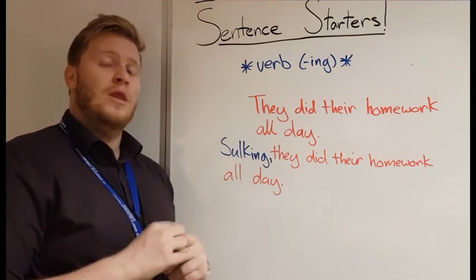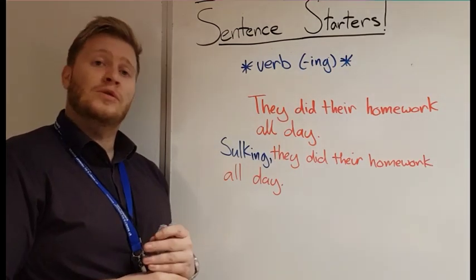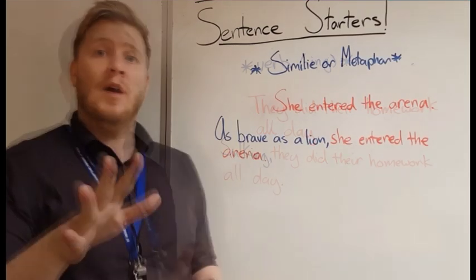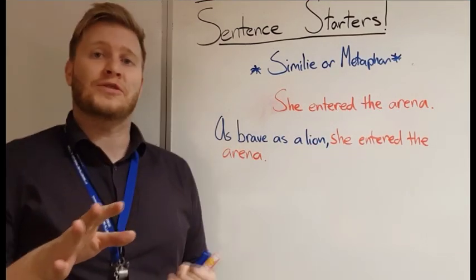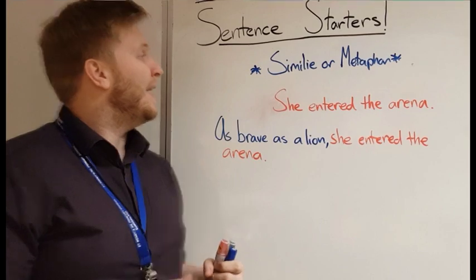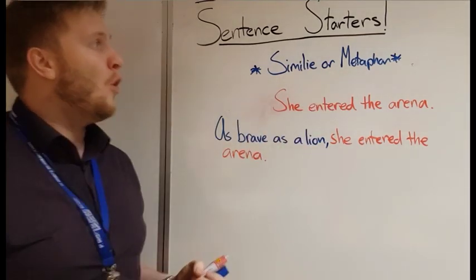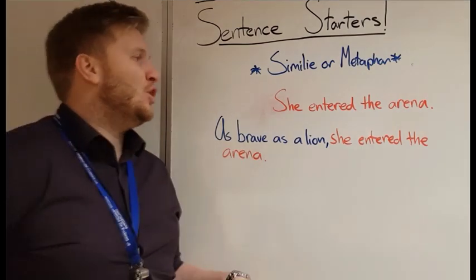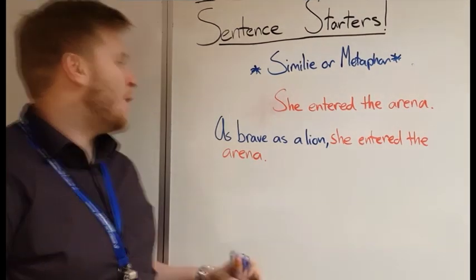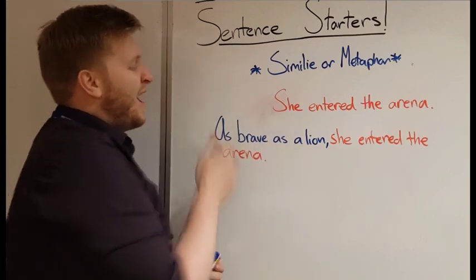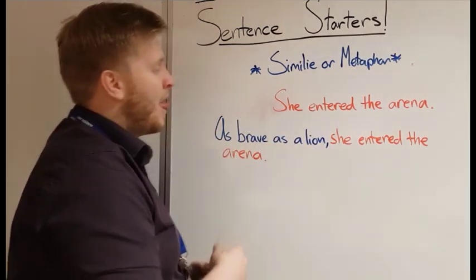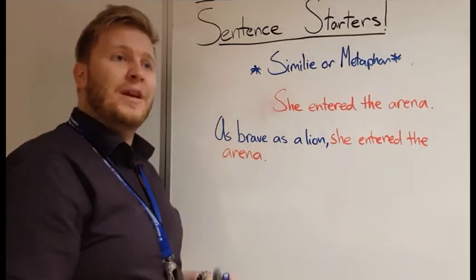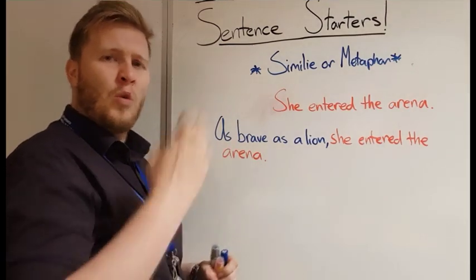Now let's look at another way we can use our sentence starters to make our writing better. Another way that you can start your sentences in order to vary your writing is to use either a simile or a metaphor to start. Okay, so we've got a simple sentence here: she entered the arena. Now, what I've done is I've had a simile at the start: as brave as a lion, she entered the arena, okay? And that really gives us more information about the character, how they're feeling, what type of person they are.